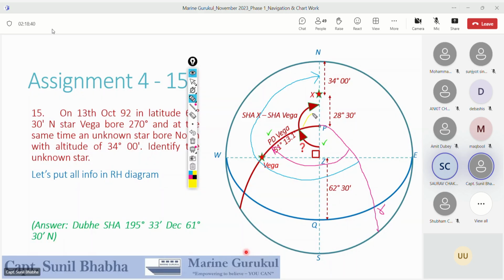It is this yellow color angle. Yes, this is what we have found and added to Vega to get the SHA of the unknown star. अगर बेटा मैं पिंक कलर के एंगल में येलो कलर का एंगल ऐड कर दूं तो ब्लू एंगल आएगा. हाँ, करेक्ट. So that will give you the SHA of the unknown star. That is correct. Okay.